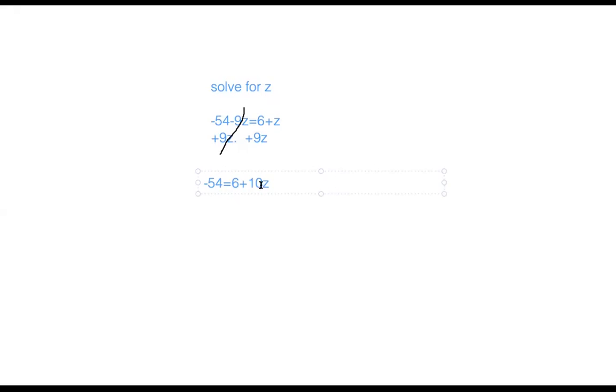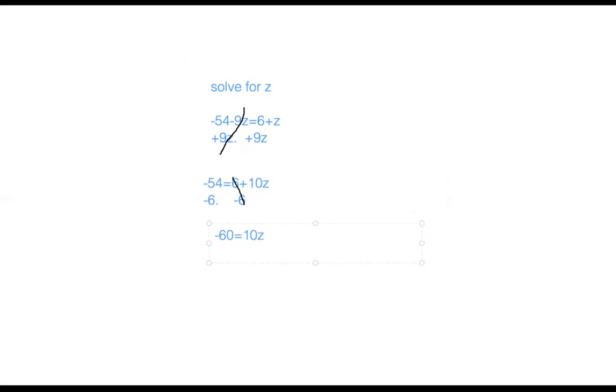So what we have to do from this point on is subtract 6 from both sides. So we subtract 6 from here, 6 from here. 6 minus 6, as with the 9z and 9z up here, cancels out. And over here we have negative 54 minus 6, and that equals negative 60. So now we have negative 60 equals 10z. Now the rest of this is pretty easy.